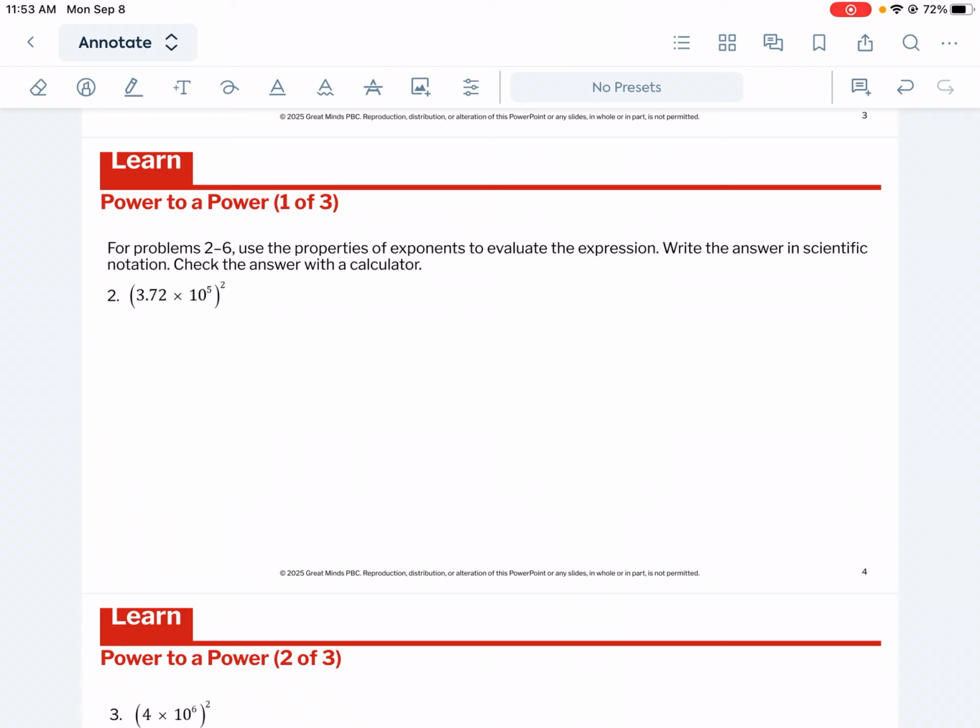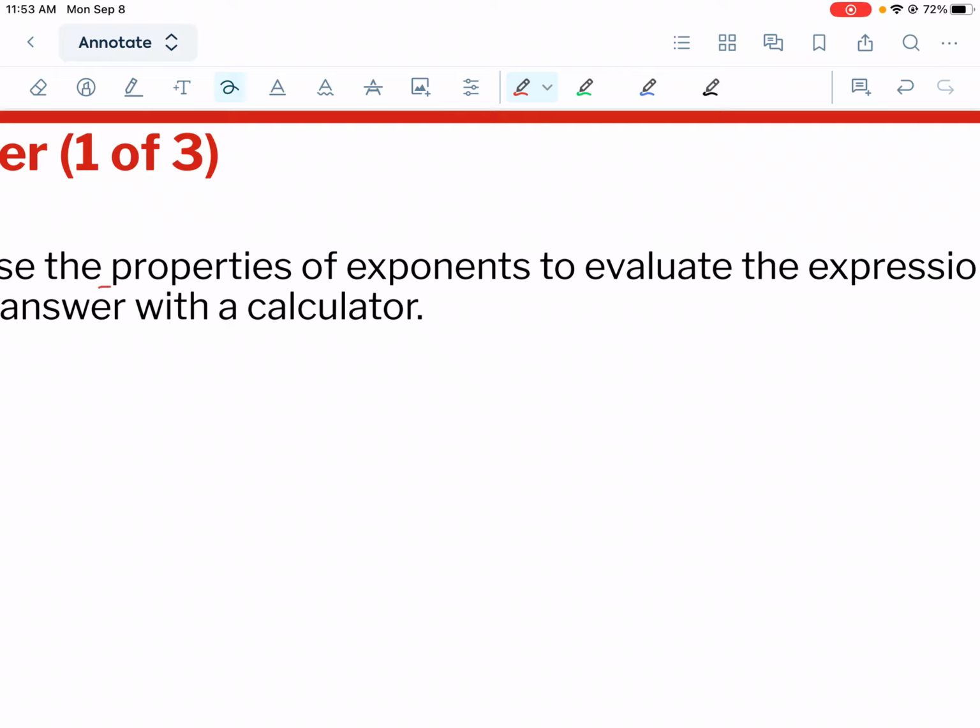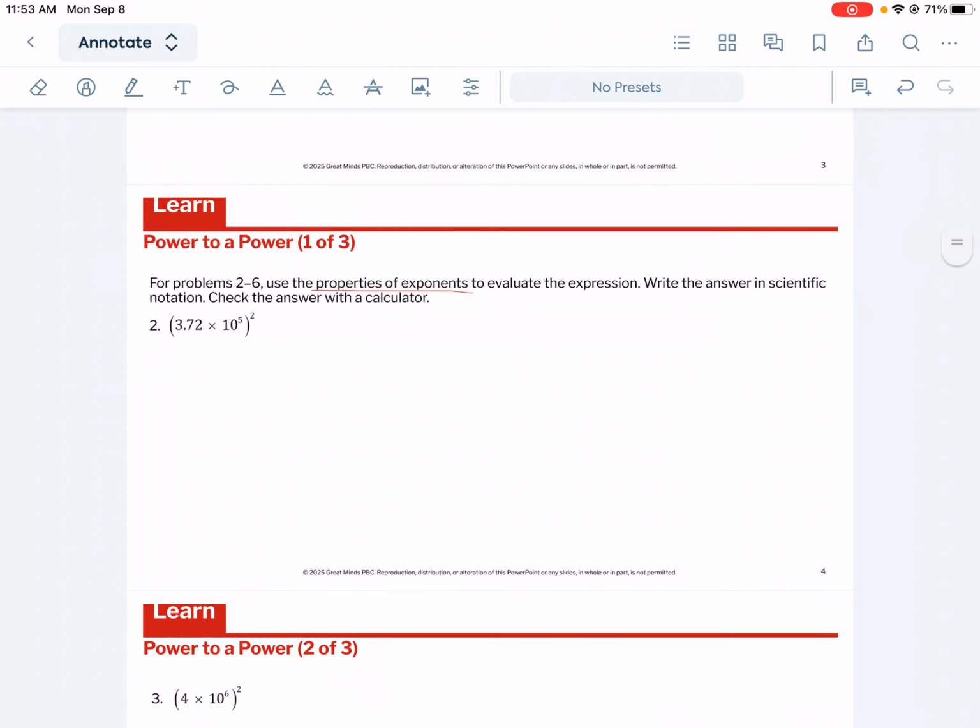Here, raising powers to a power. Remember we did that already with those formulas that we put in the table? We're back at it again. I'll read off the instructions real quick. Problems 2 through 6. Use the properties of exponents. Underline that, because that refers to those tables. If you need to reference those tables, I believe it was on page 81, feel free to reference those formulas I gave you. Use the properties of exponents to evaluate the expression. Write the answer in scientific notation. Underline that. Because if the answer is in something other than scientific notation, it is incorrect. Check the answer with a calculator, which I will do on my end.